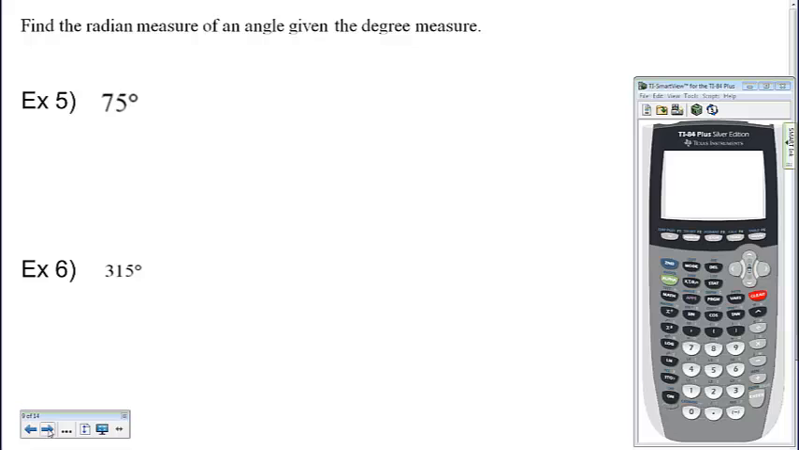In these two examples, I'm asked to find the radian measure of the angle given the degree measure. Note that both of the examples are in degrees. So what I'm going to do, I'm going to start with example number 5. I have 75 degrees, which is a whole number, so I place it over 1. I multiply by the new conversion factor, pi over 180, and I say to myself, I'm going to rewrite this. Because multiplication is commutative, I can say that this can be rewritten as 75 over 180 times pi over 1.